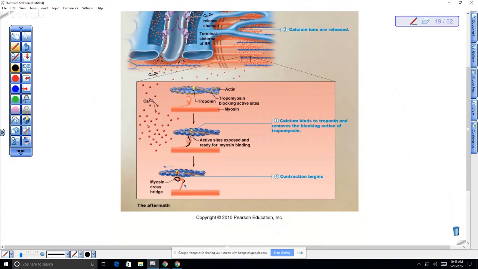And notice that it has this long arm, the myosin head does. And when the myosin head binds, it then subsequently pivots, and it causes the actin filaments to slide in relationship to the myosin filaments, and it causes a shortening of the sarcomere.